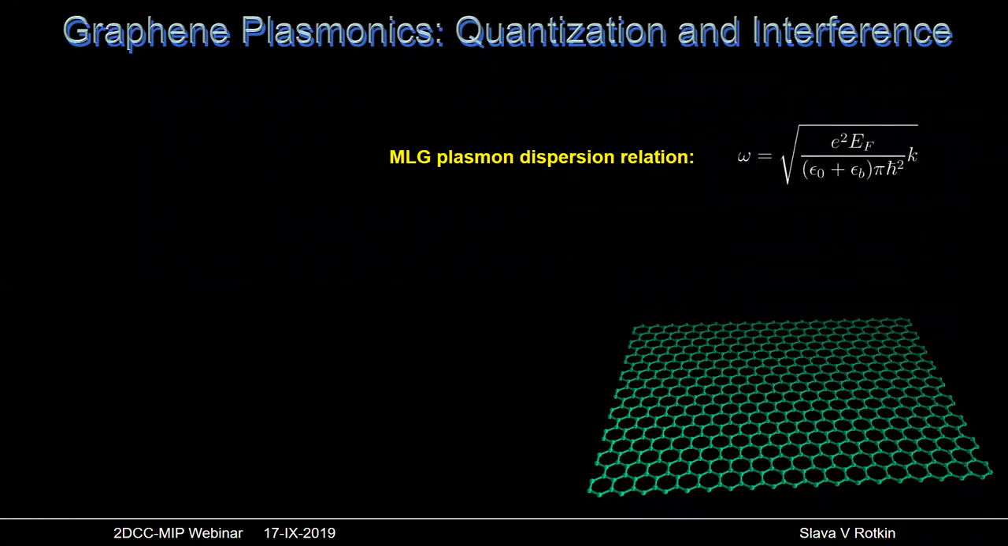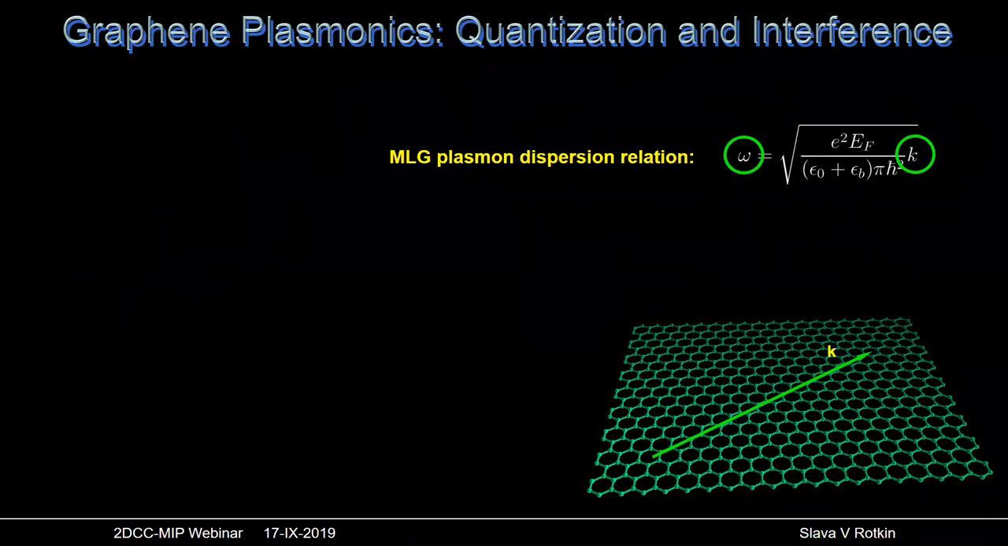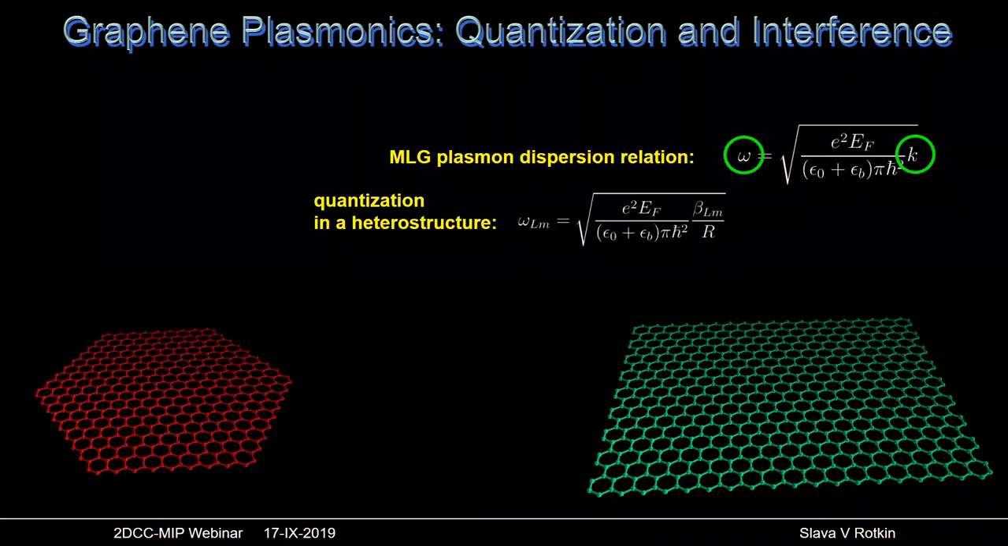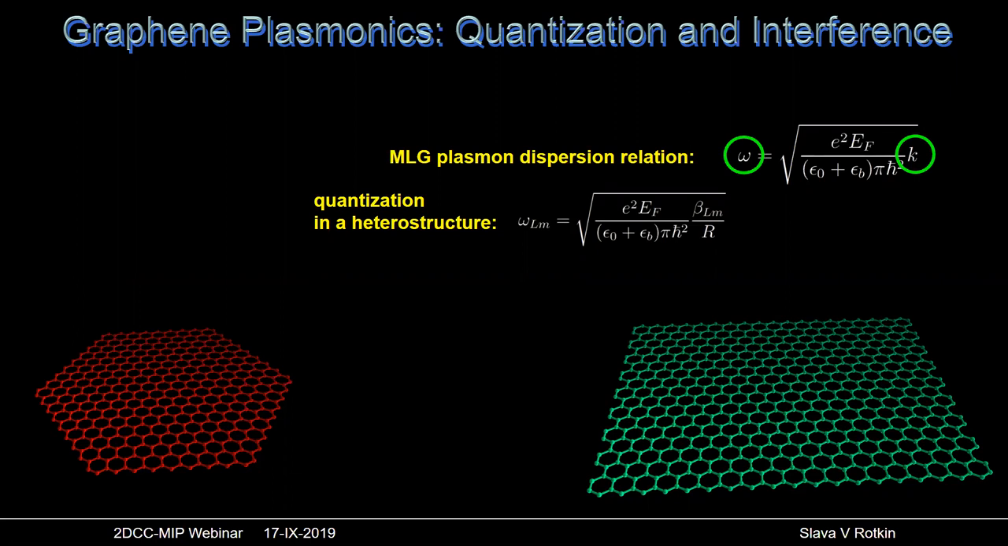So if we talk about graphene, the relation between the frequency and the wave vector of the plasmon in graphene is that. So the frequency is proportional to the square root of the plasmon wave vector and the charge density or Fermi level. And that is why if you have a nanostructure made of graphene, for example, a disk or hexagonal structure, the wave vector must be quantized.